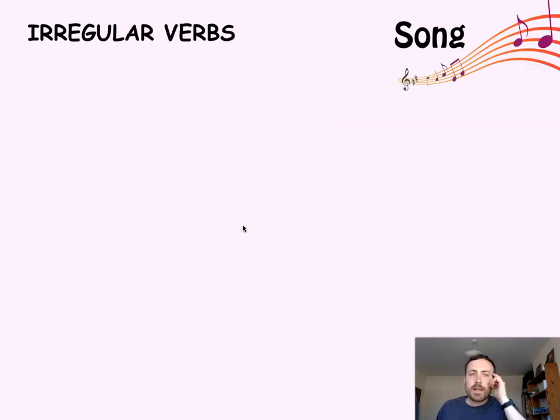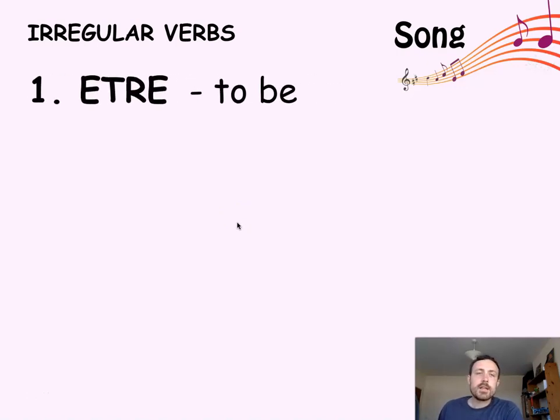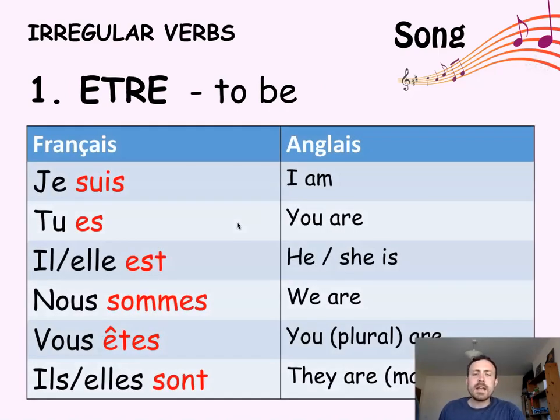So, irregular verbs. The 4 irregular verbs that we're going to be doing, I mentioned before, are avoir, être, aller, and faire. I'm just going to basically show you what these verbs are, the table of the conjugation first. There's not really any simple way to remember these. It's just a matter of going away and learning the verbs.